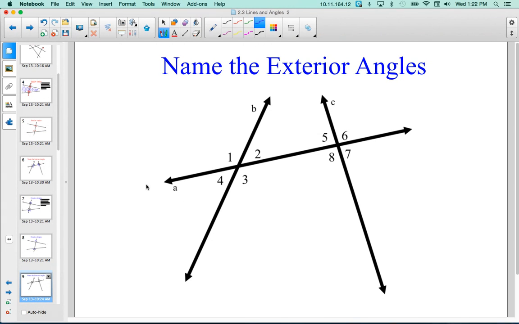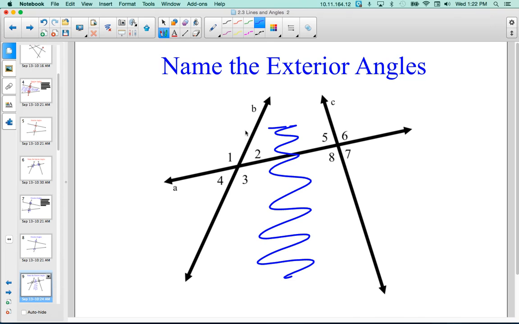Now, in this case, we're back to that diagram we had before. A goes horizontally. So there's our river. Interior would be 2, 3, 5, and 8. Our exterior angles are going to be on the outside, on the bank, 1, 4, 6, and 7 are the exterior angles.